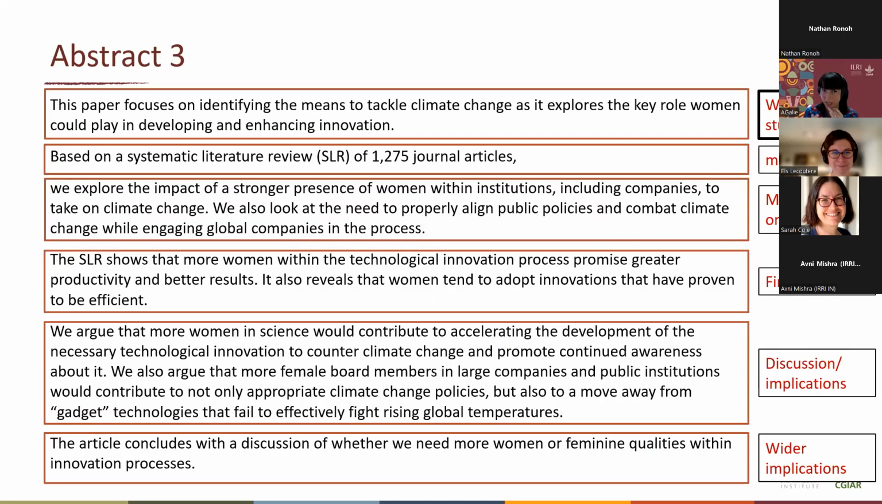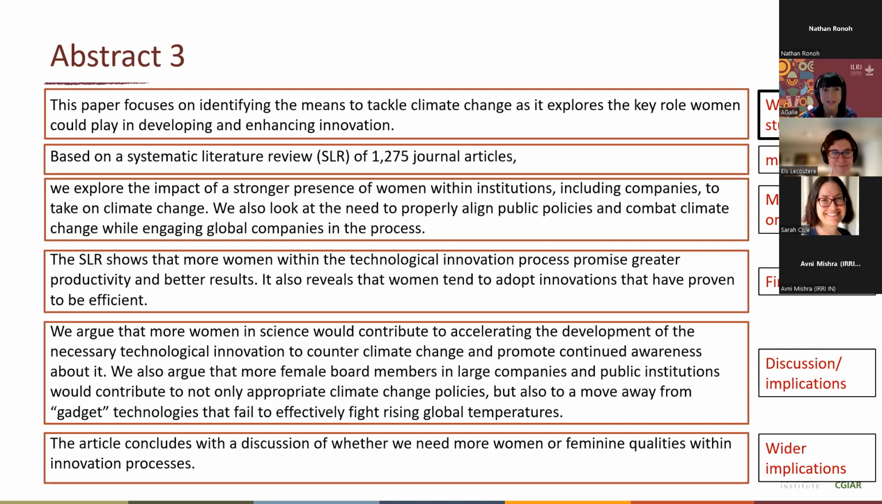And then I'm closing with another type of abstract that I also think is quite good. This paper focuses on identifying the means to tackle climate change as it explores the key role women could play in developing and enhancing innovation. Yeah, this is what the study is about.